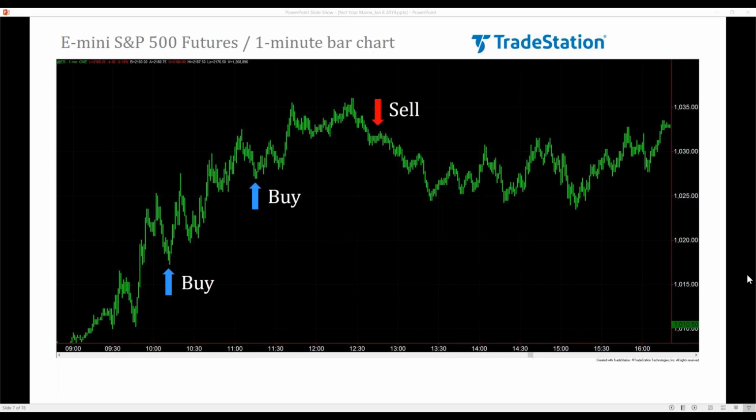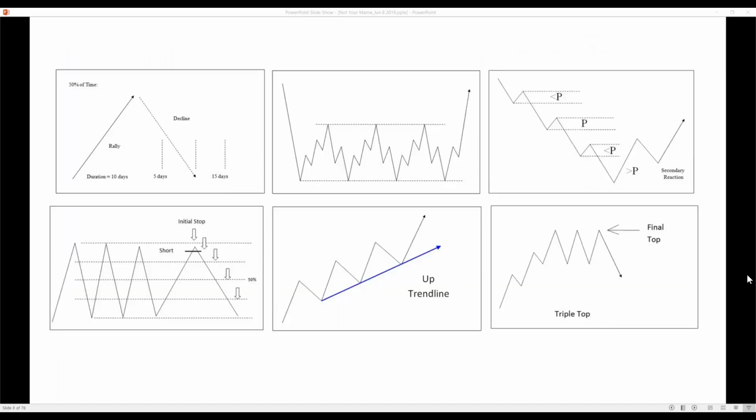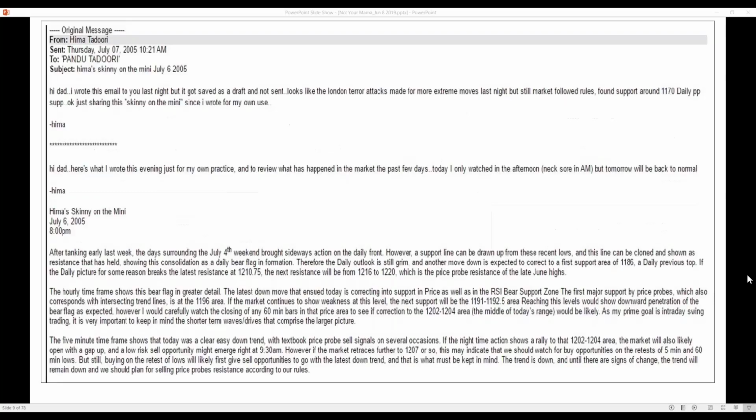And I eventually started to see these buy and sell opportunities come up on the screen. Next thing I realized was, hey, the more I take Gann's words and turn them into images, the more I'm able to find opportunities in the market. And so I did that and eventually started writing my own little newsletter called the Skinny on the Mini. Okay, it's like the lowdown, the key points of the E-mini, and sending those to my dad.